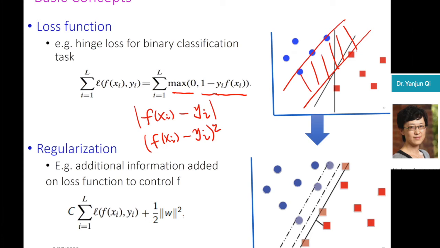That band is as wide as I can make it. And this gives me a very good classifier that has better generalization properties. Again, remind yourself, what do we mean by generalization? It means future points. It's not just the training points, it means future points.